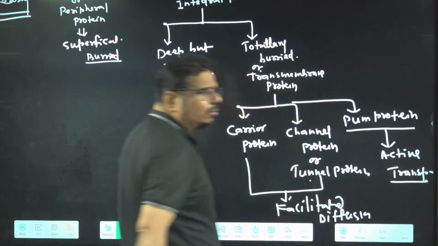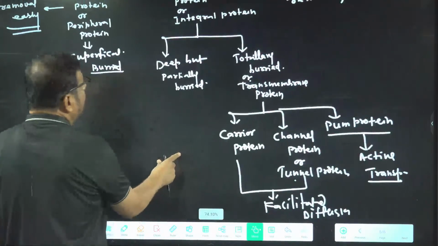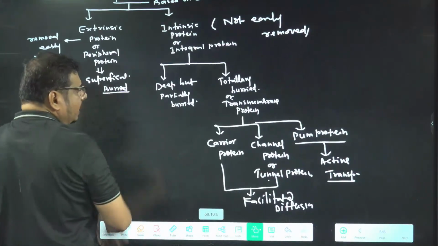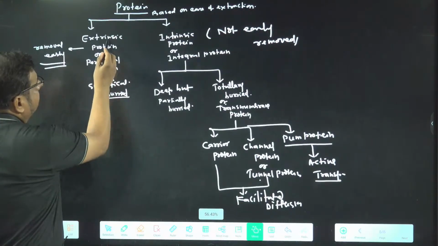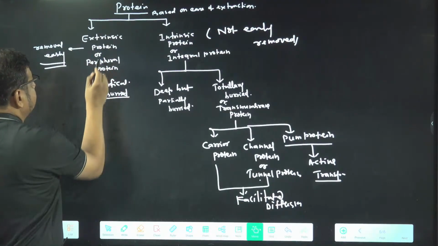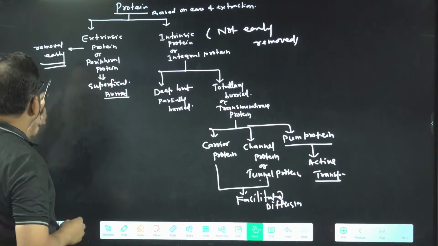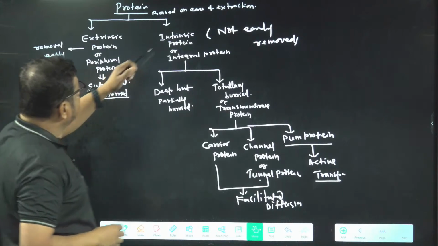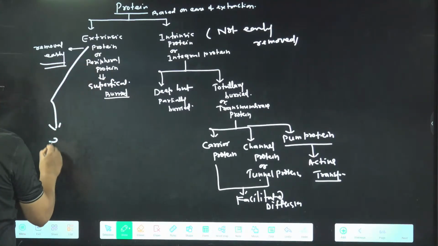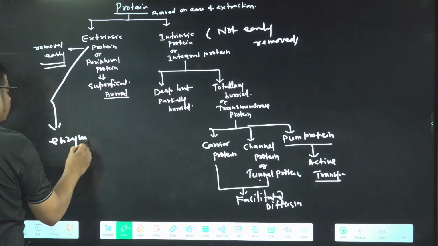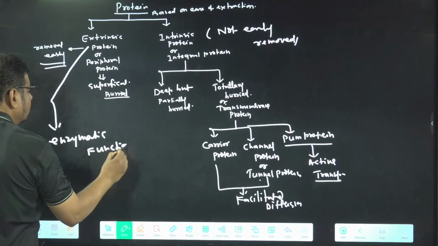Now let us look at everything through a diagram. I told you about protein, so look at the classification of protein once again. Protein is extrinsic or intrinsic. Extrinsic is also called peripheral, superficially buried, and I will show it through a diagram. It is removed easily. What function do these extrinsic proteins perform? They have an enzymatic role. Able to understand or not?